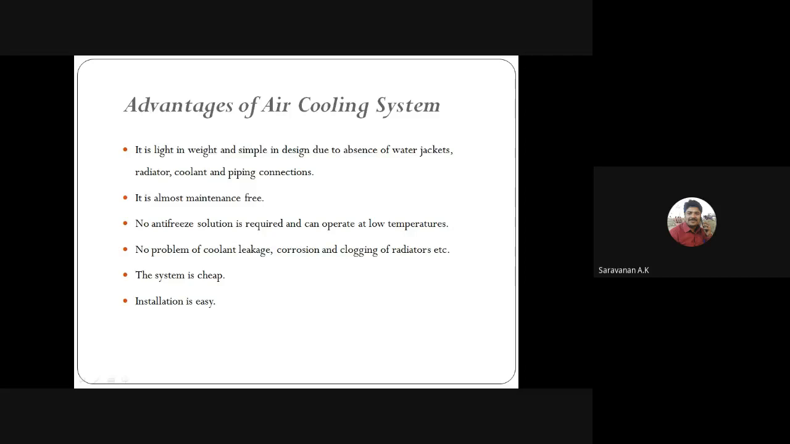While comparing to the other cooling systems, the air cooling system is light in weight and simple in design. Due to that, we are not using any external coolants, external mediums, or external piping system. We are not using many extra devices here.